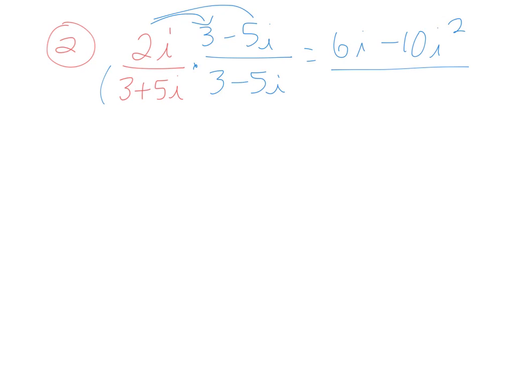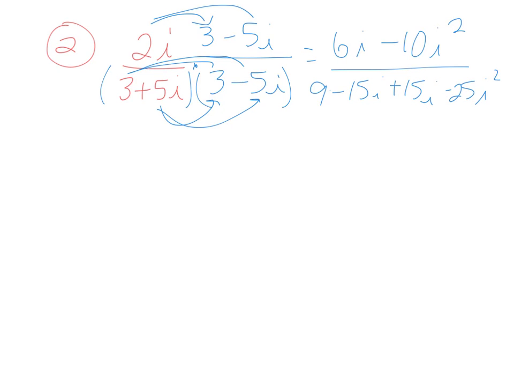On the bottom, I'm going to multiply this all out. So 3 times 3 is 9. 3 times negative 5i is negative 15i. 5i times 3 is positive 15i. 5i times negative 5i is negative 25i squared. Okay, so I multiply everything out.